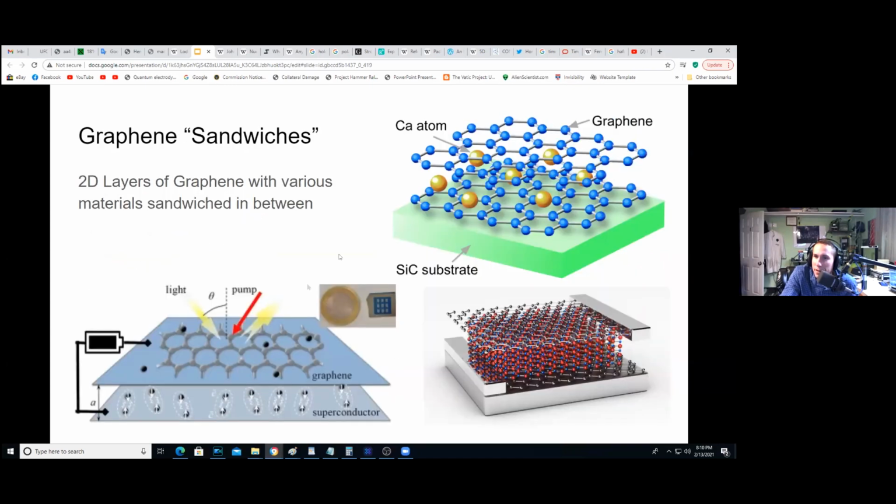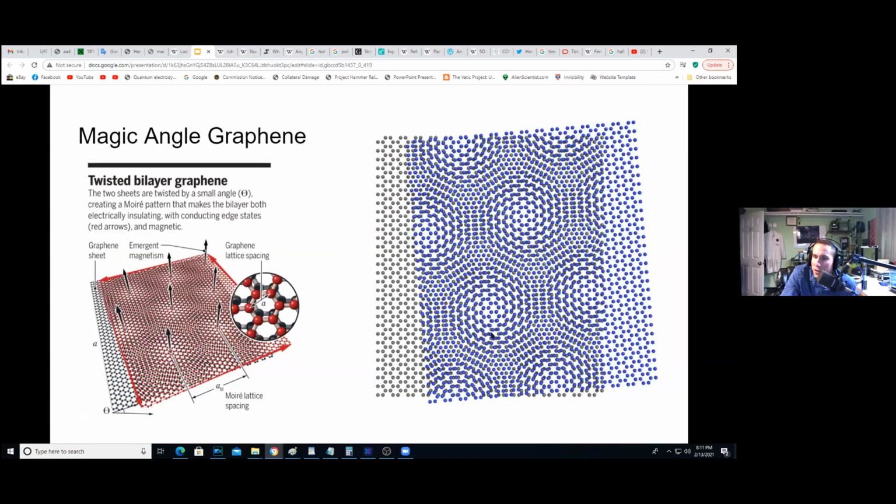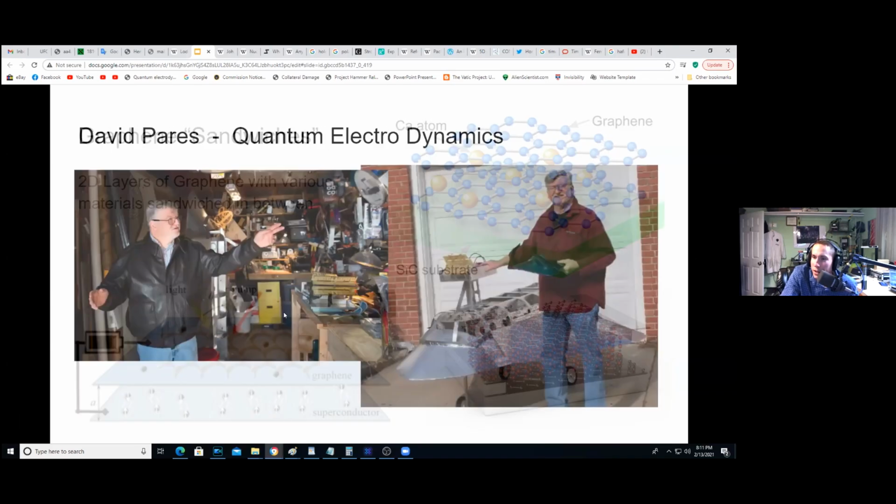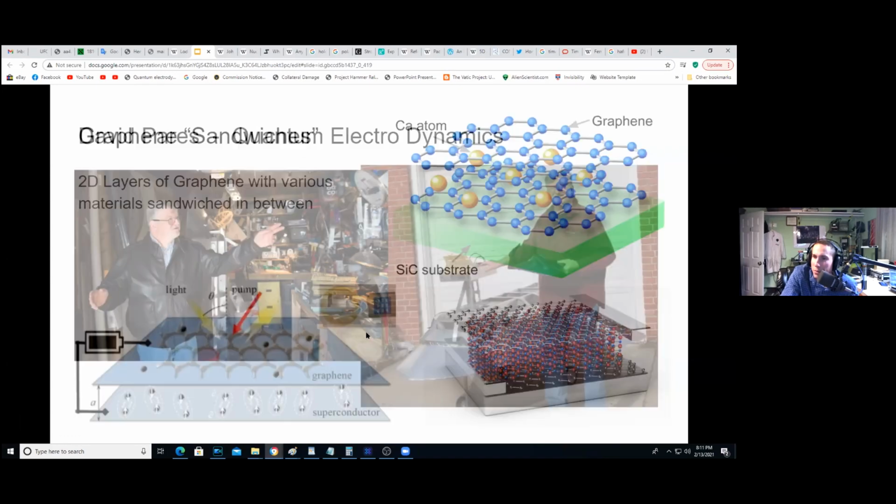See, these are the graphene sandwiches I'm talking about. This one has a superconductor in between. This one has, I forget what they had in that one. This one's got calcium atoms and stuff, but there's a whole bunch of stuff you can find on 2D layers of graphene with various materials sandwiched in between. And twisted bilayer graphene is also a thing. When you get to a magic angle, it suddenly becomes superconductive along one axis, which is super interesting. Learning intricate things about how to exploit quantum mechanics using materials.